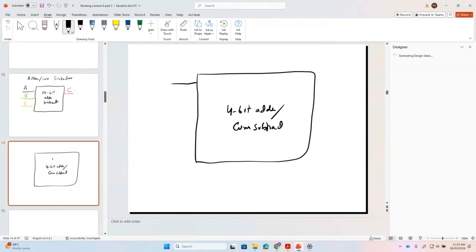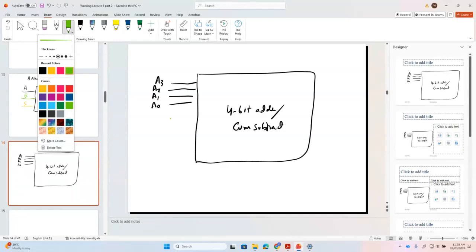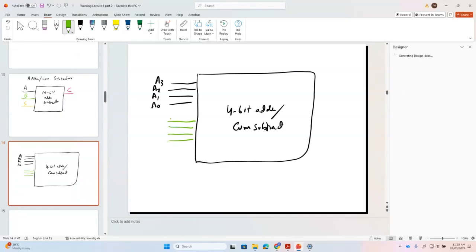So now we have the first input A, which is A3, A2, A1, and A0. Now we have the second input B. What will it be? No, I will explain this later on. We are going to design the internal of this circuit. Just the input is B3, B2, B1, and B0. And if we have bar, we can design it inside. Any question?